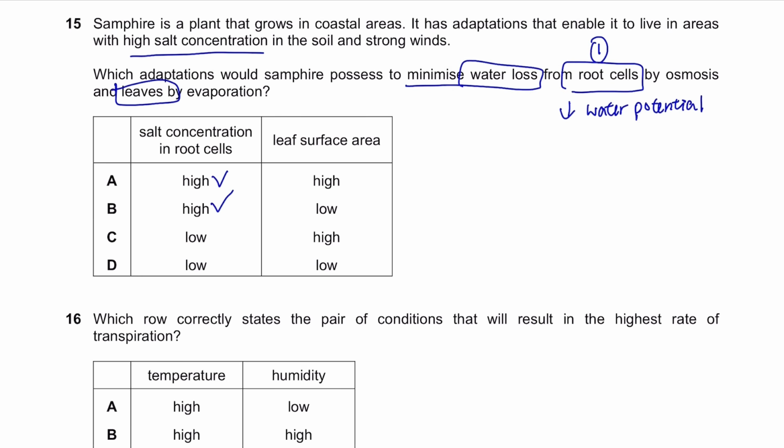So think of water potential and salt concentration in an opposite way, and this is a very common type of question. This kind of question has come out for years and years, so make sure you understand this. Alright, then the leaf surface area to prevent water loss by evaporation. Obviously, the surface area should be very low. So the answer is B.